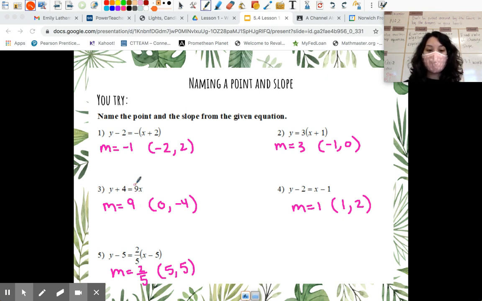And then number 3, again, there's no parentheses with the x. That means the x1 value is a 0. For number 4, there's no parentheses at all. That means your slope had to be 1. So hopefully that wasn't too difficult.